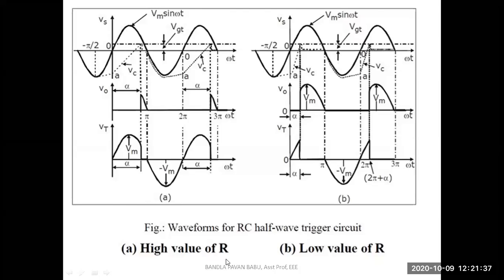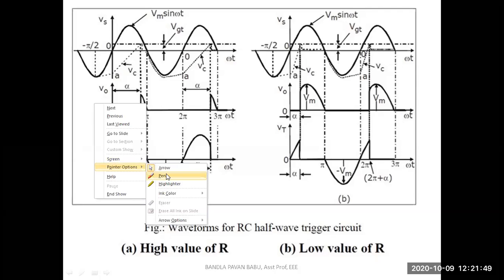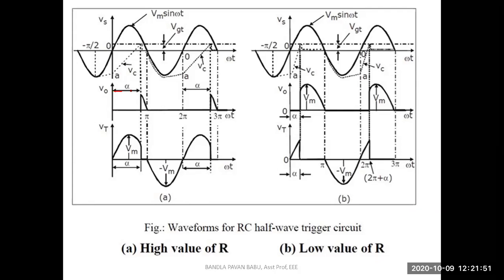Okay, so figure A represents a high value of R. A high value of R means the drop is very high, which means the firing angle is more. Since the firing angle is more, the output voltage will be less. So maximum drop appears across the thyristor. This is the maximum voltage drop, and only a small portion appears at the output. This is the minimum voltage. If alpha is high, the output voltage is minimum.